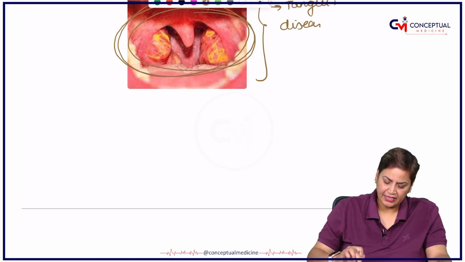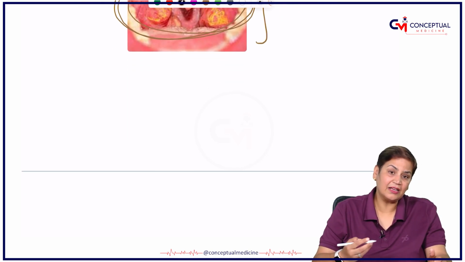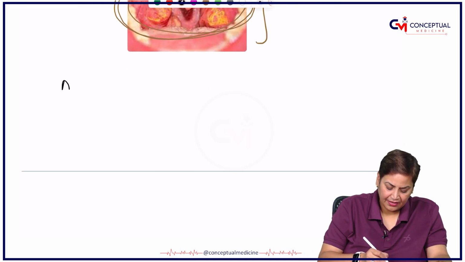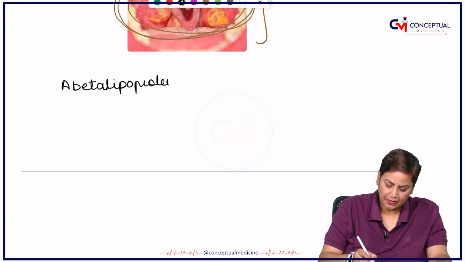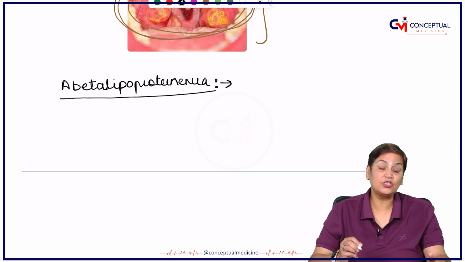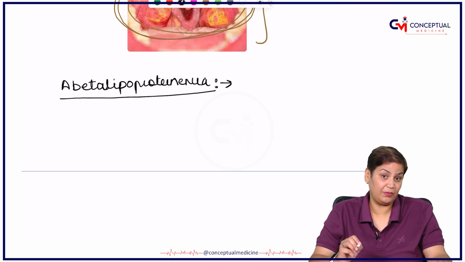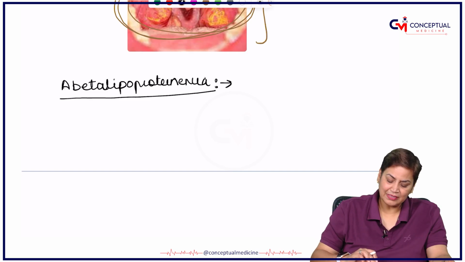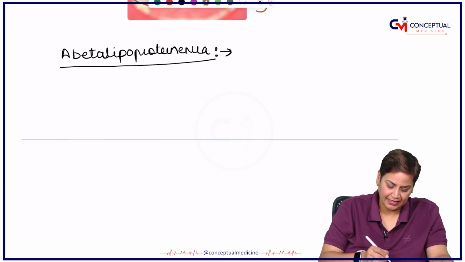Then after Tangier's disease, the last one is abetalipoproteinemia. It is clear from the word itself: A means without, that means no beta lipoproteins will be there. No beta. I've already told you pre-beta, broad beta and beta. So what is the cause behind that?